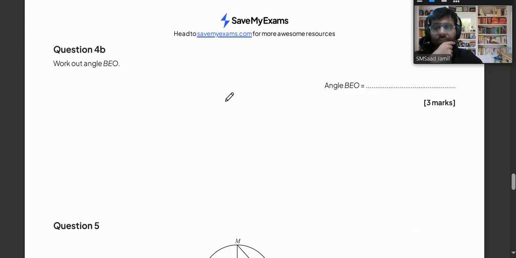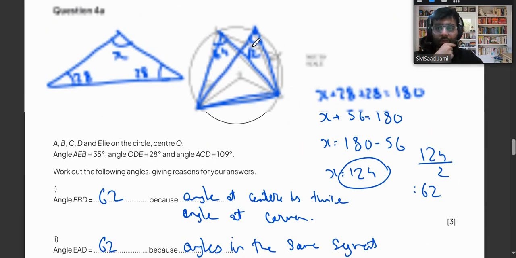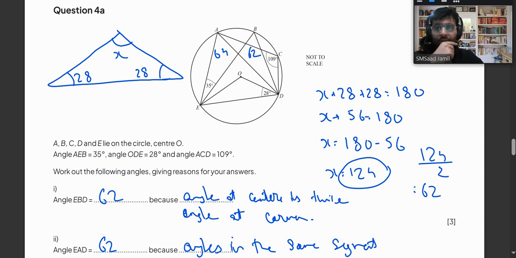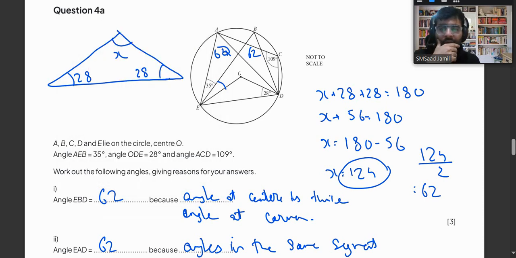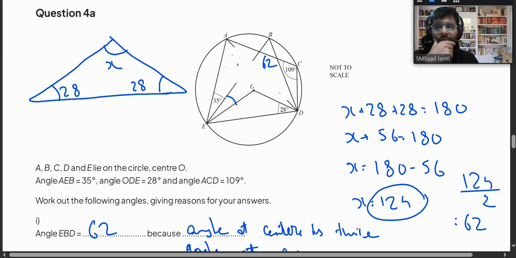Next question, it says work out angle BEO. BEO means, let me erase everything. Okay, 62, not 64. BEO. They're asking you to find this angle now. So look guys, whenever you have a question like this, do one thing. Erase all the unnecessary information. Okay, let's erase this. Let's erase this line. Let me erase it and then resume the video.